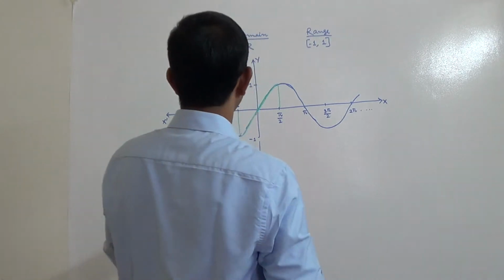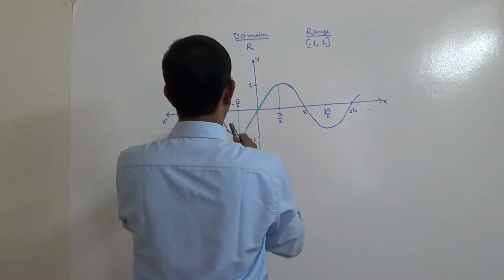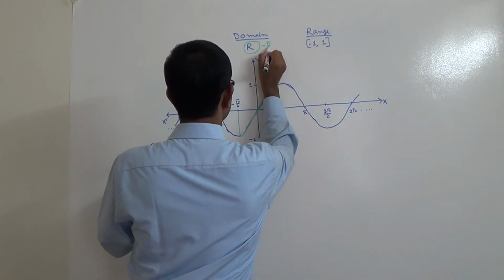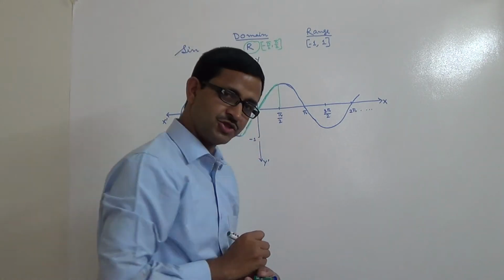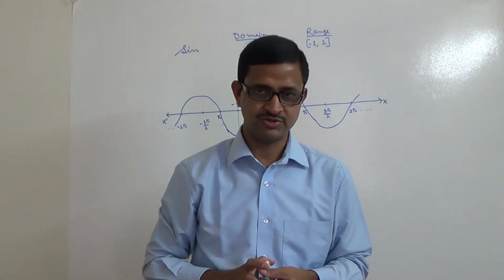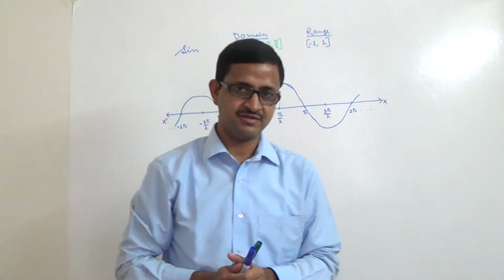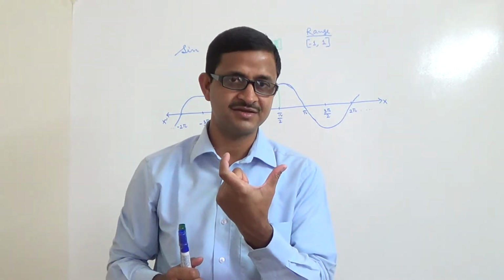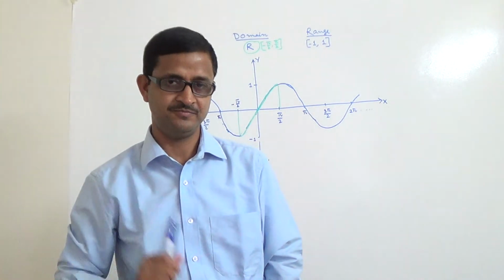So we see, if we restrict the domain from R to minus pi by 2 to pi by 2, that is a closed interval, that means including minus pi by 2 and pi by 2, then we can make the function sine one-one and onto both. That means it is invertible. So the conclusion of this discussion is that the function sine is invertible when the function sine has the domain set minus pi by 2 to pi by 2 closed interval and the range set minus 1 to 1.